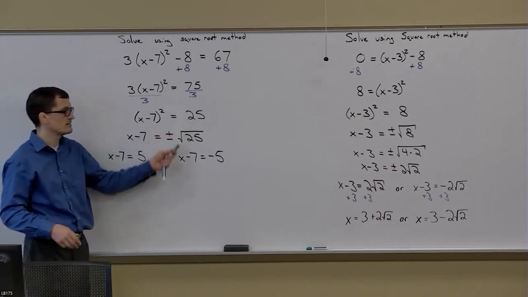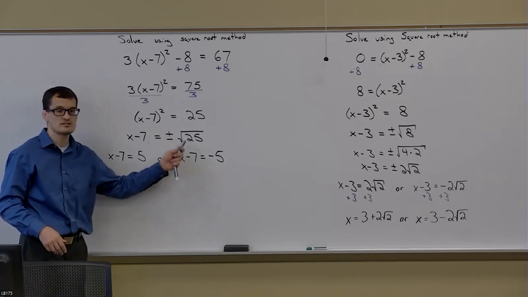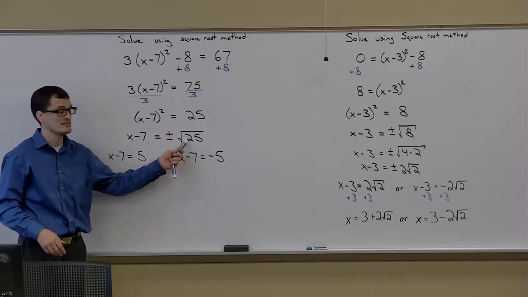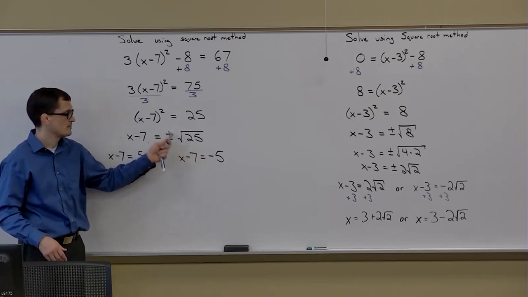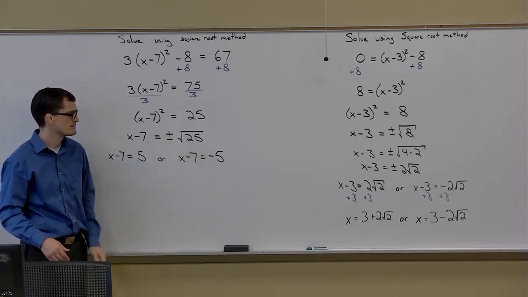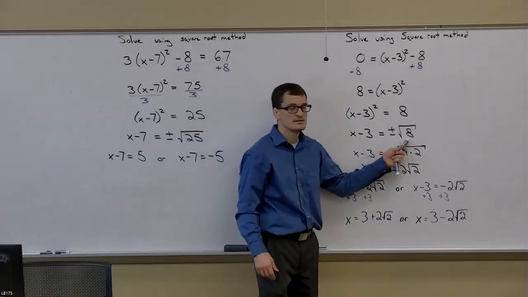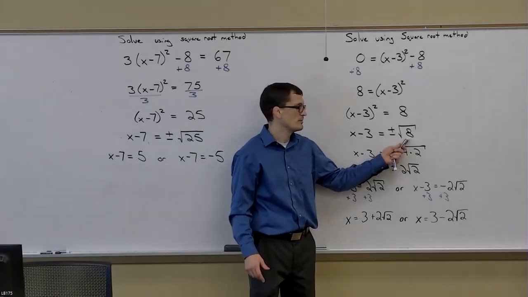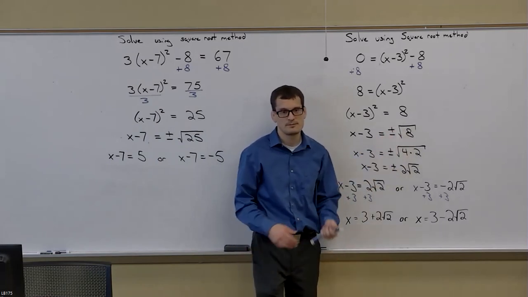Sometimes it'll work out like this, where I get nice integers, where the thing that's inside my square root is a whole number, or, well, is a perfect square. Other times, it won't, and the thing inside my square root, yeah, it's a whole number, but the square root of it is an irrational number.